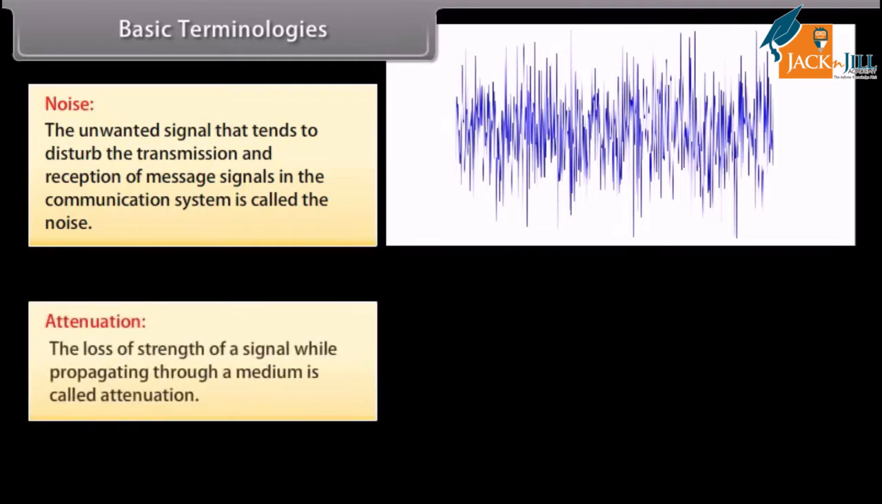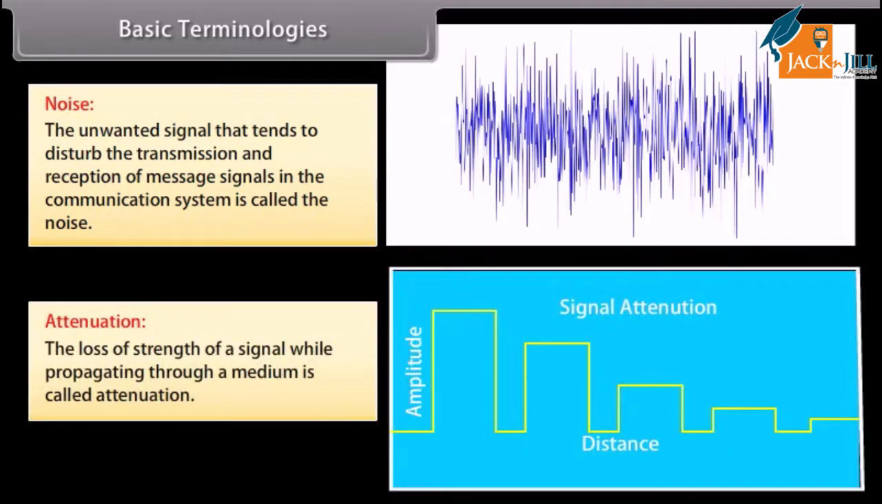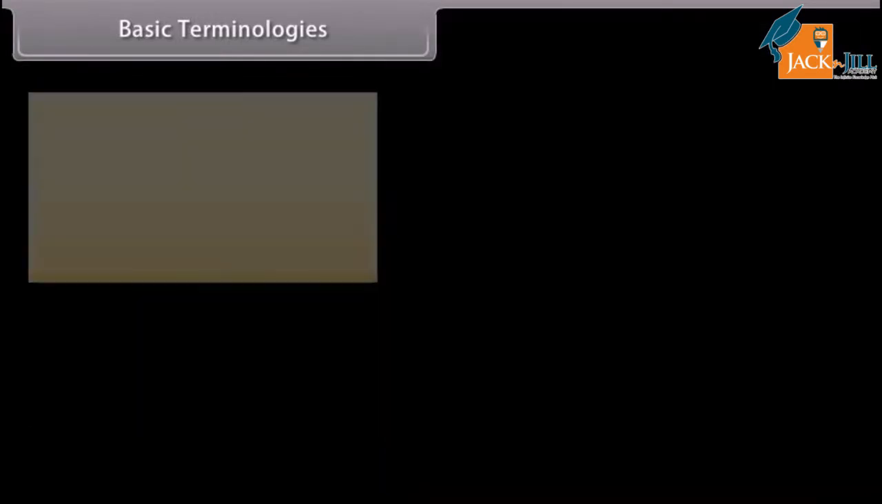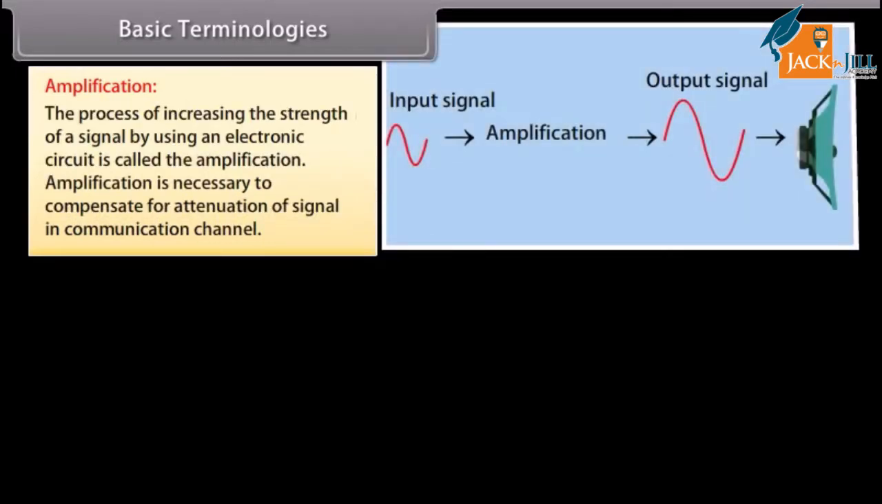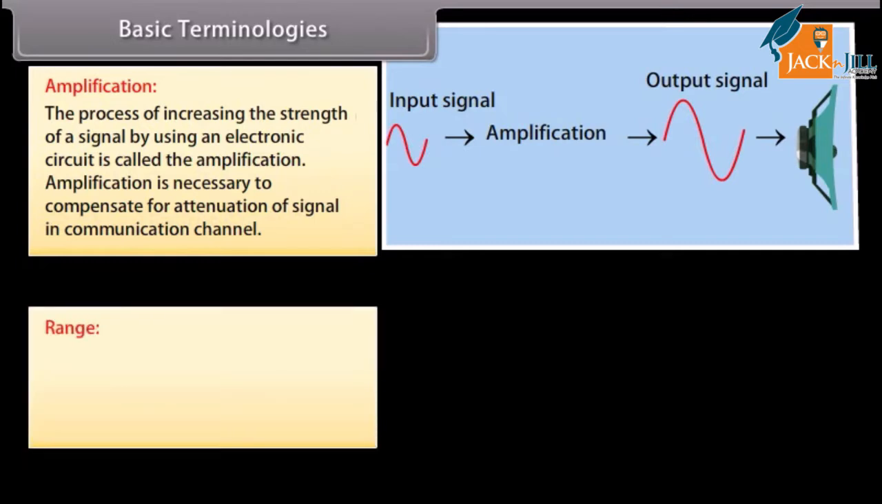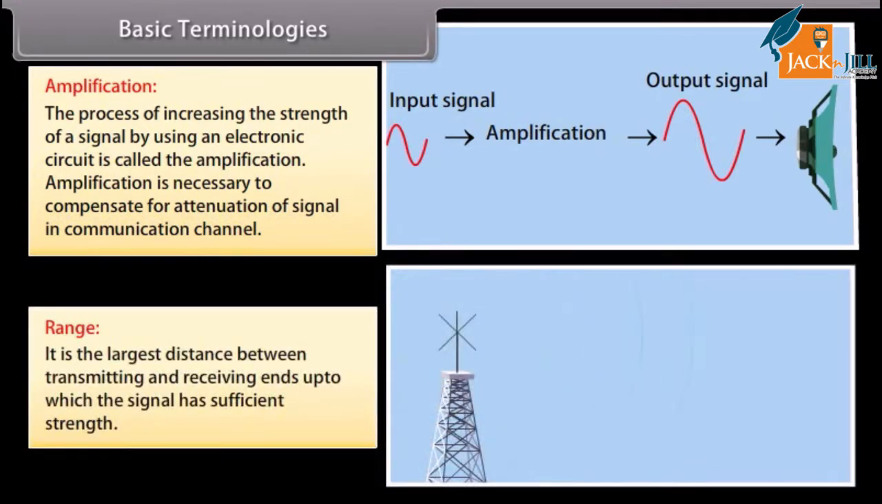Attenuation. The loss of strength of a signal while propagating through a medium is called attenuation. Amplification. The process of increasing the strength of a signal by using an electronic circuit is called amplification. Amplification is necessary to compensate for attenuation of signal in communication channel. Range. It is the largest distance between transmitting and receiving ends up to which the signal has sufficient strength.